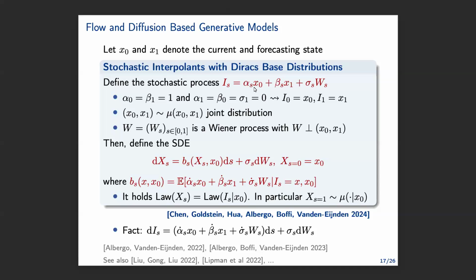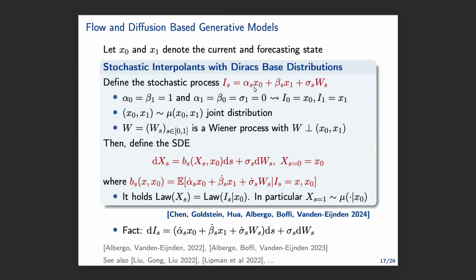But it turns out that there is a stochastic differential equation that will give the same iterates with the same marginal distribution as I_s. So what is the stochastic differential equation? It will be dX_s equals b_s, some drift, plus sigma_s dW_s. Here b_s will be of this form, a conditional expectation. And it holds that the law of the X_s solution to the SDE is the same as the law of the interpolant process.